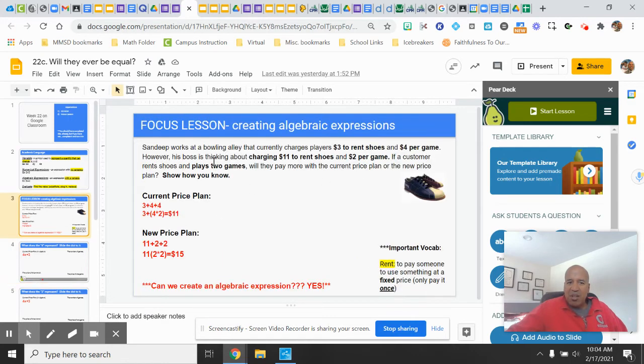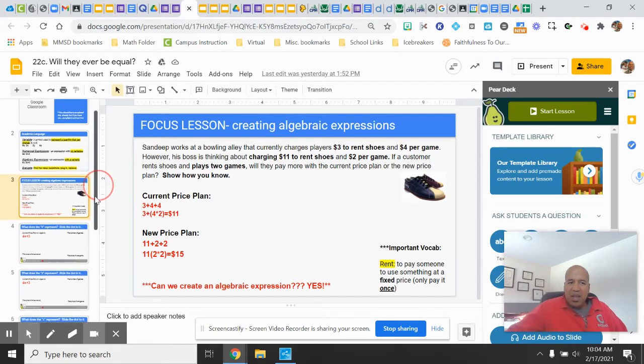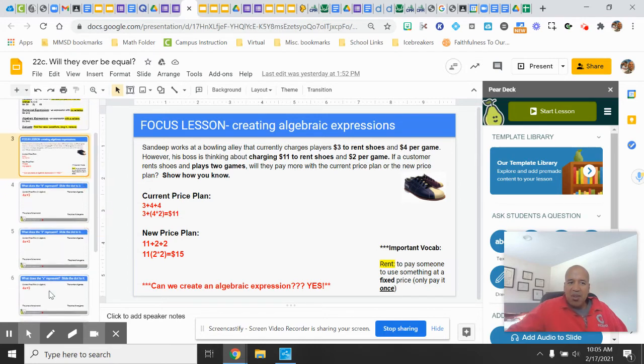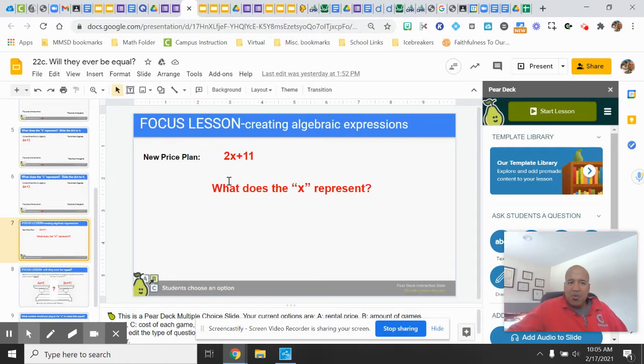So we went back here and it's like, oh, two games. That's what you're supposed to figure out. So 4 times 2, right? And then we looked at the other price plan, which was this one, and this is how we turned it into algebra, right? So what does the X represent? It represents the number of games. The 2 is the amount of money per game. 11 was for the renting of the shoes. We kind of figured that out.